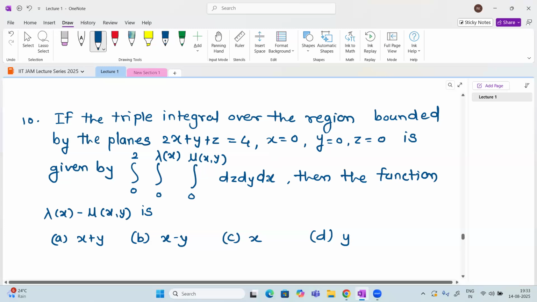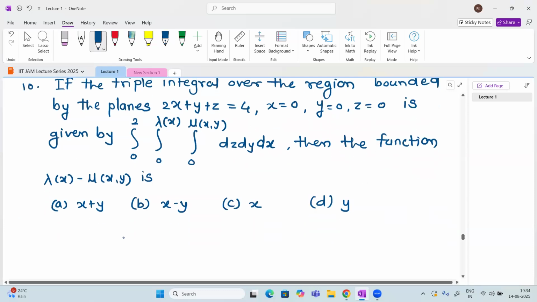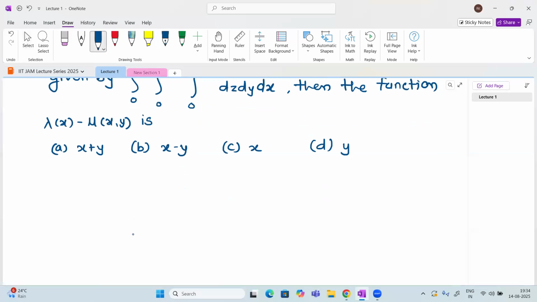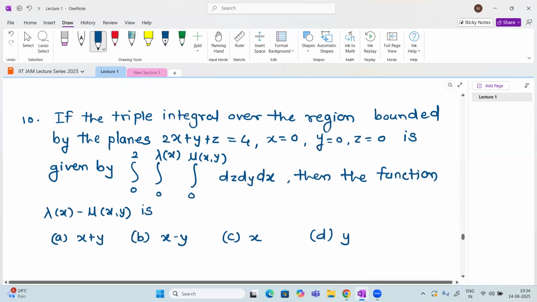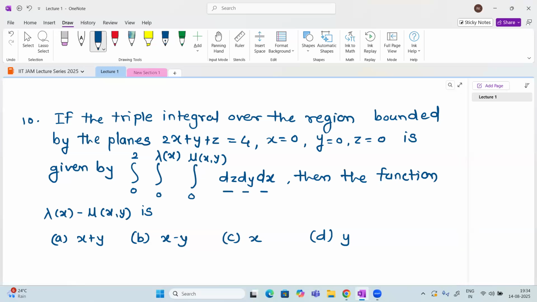So this is a triple integration we have. Lambda and mu are some functions we have. We have to find their values, and with the help of them, we have to find the value of lambda x minus mu xy. See, it is a triple integration over x, y, z, and we are interested in the limits of x, y, z. So I will write the limit of z first, then limits of y, and then limits of x. I'm choosing z first, since the inner integration is with respect to z, the middle one with respect to y, and the outer one with respect to x. So that's why I follow the same sequence.